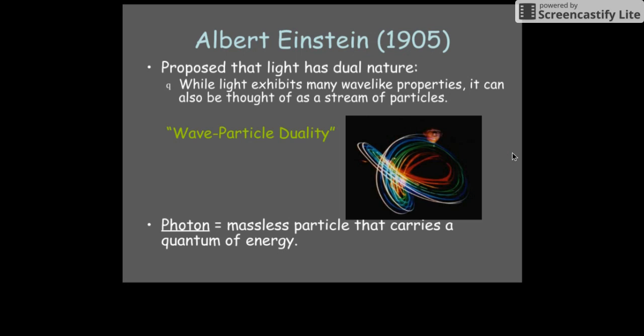Now, Albert Einstein, I know you've heard of him. He's the one that proposed that light had a dual nature. He called it the wave-particle duality. And this is whenever we coin that term, photon. A photon is a massless particle that carries a quantum of energy. Remember, that's a small, specific amount of energy that is being carried by that photon. It is unique.